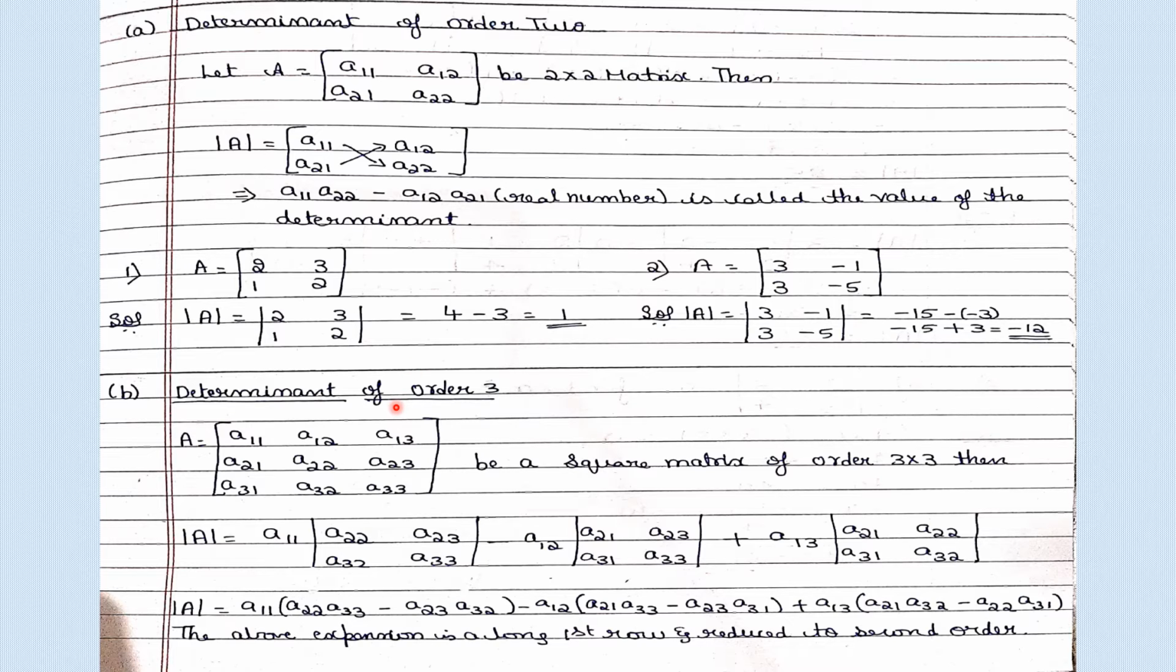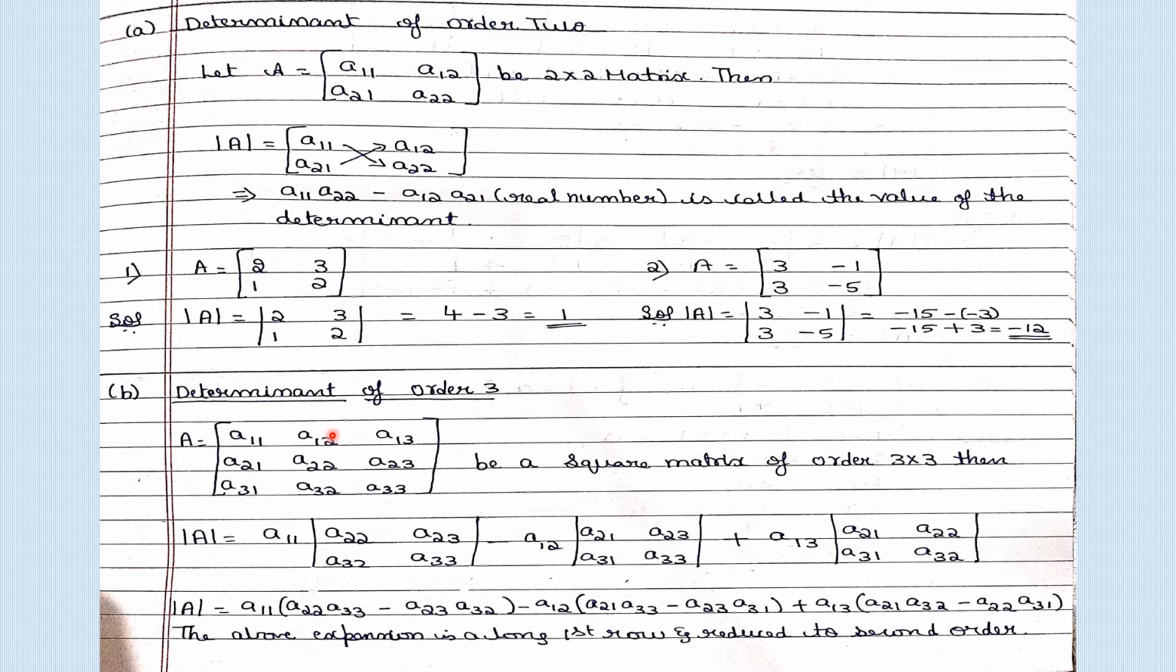For a determinant of order 3, a square matrix of order 3 by 3, how are you supposed to expand? There are two types. You can take either a row or a column, but it should always be the first row or first column: A11, A12 or A13. If you take A11, this column and this row are cancelled, so you take only A22, A23, A32 and A33.